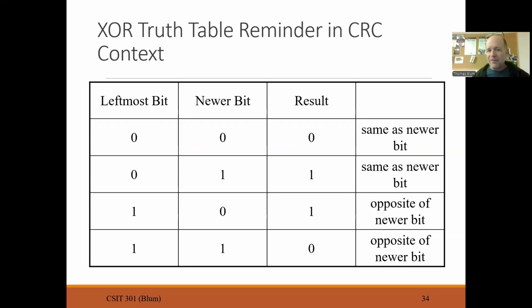So if the leftmost bit was one of the inputs to the excluded OR, and then you have some new bit coming into the excluded OR. If they're both zeros or both ones, we get a zero. If one's a zero and the other's a one, you get a one. Okay.